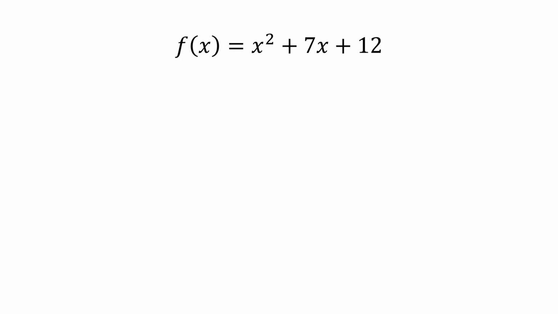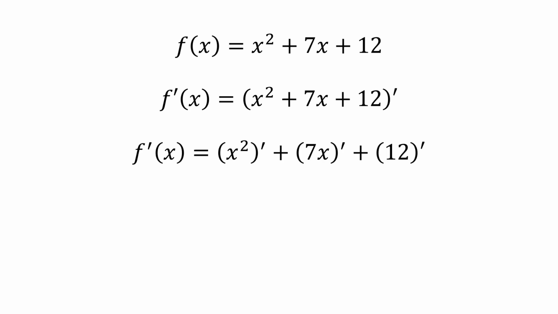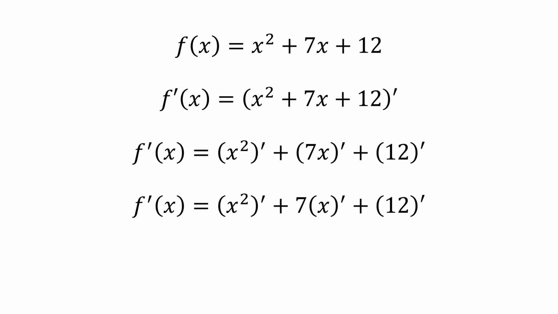We begin by differentiating the function x squared plus 7x plus 12. To differentiate this function, we notice that it is the sum of three simpler functions, so we use the sum rule to obtain f prime of x equals (x squared) prime plus (7x) prime plus (12) prime. We are now ready to differentiate the first and third functions, and we'll be ready to differentiate the second function after we use the constant multiple rule to rewrite this as f prime of x equals (x squared) prime plus 7 (x) prime plus (12) prime.